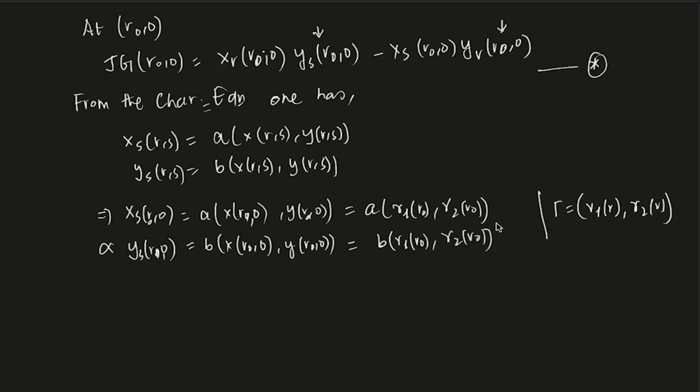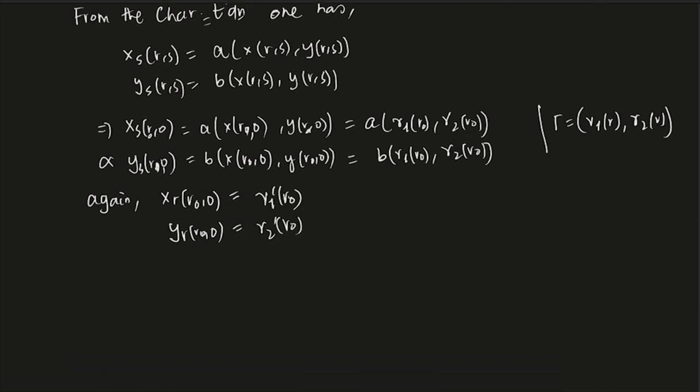Okay, now again, you see, what is xr at the point r? So xr at the point r naught, 0, what do you think that is? So x at the point r naught, 0 is gamma 1 of r naught, so this is gamma 1 prime of r naught, right? And yr at the point r naught, 0 is gamma 2 prime of r naught, right? Okay, so that is given.